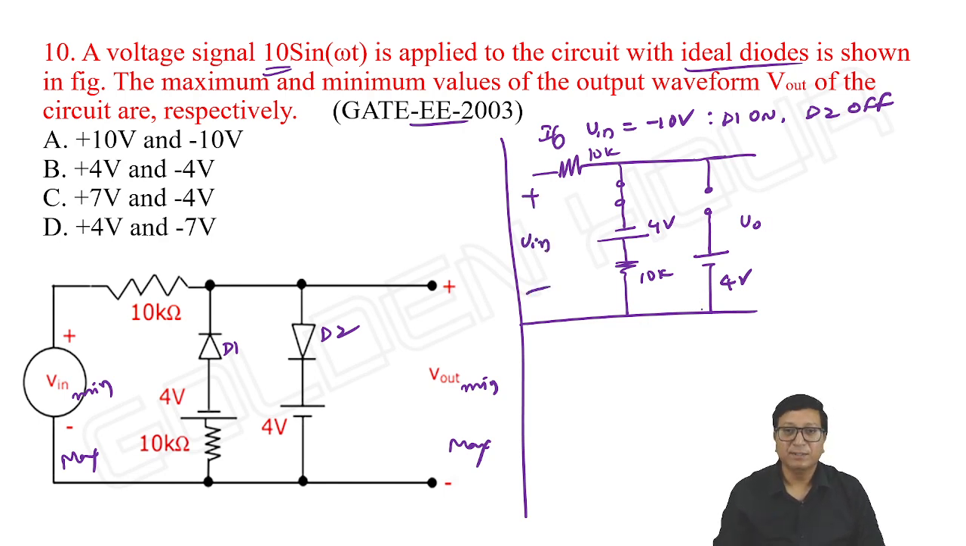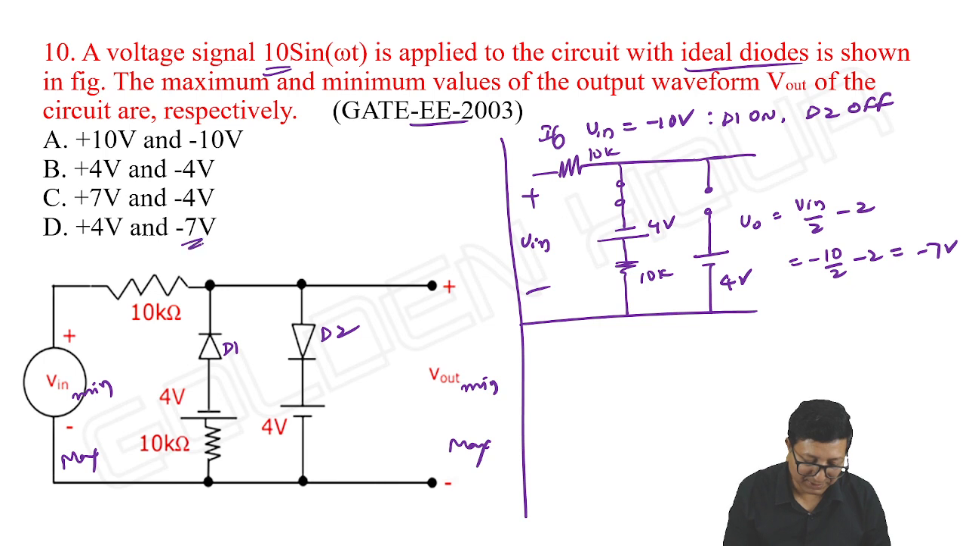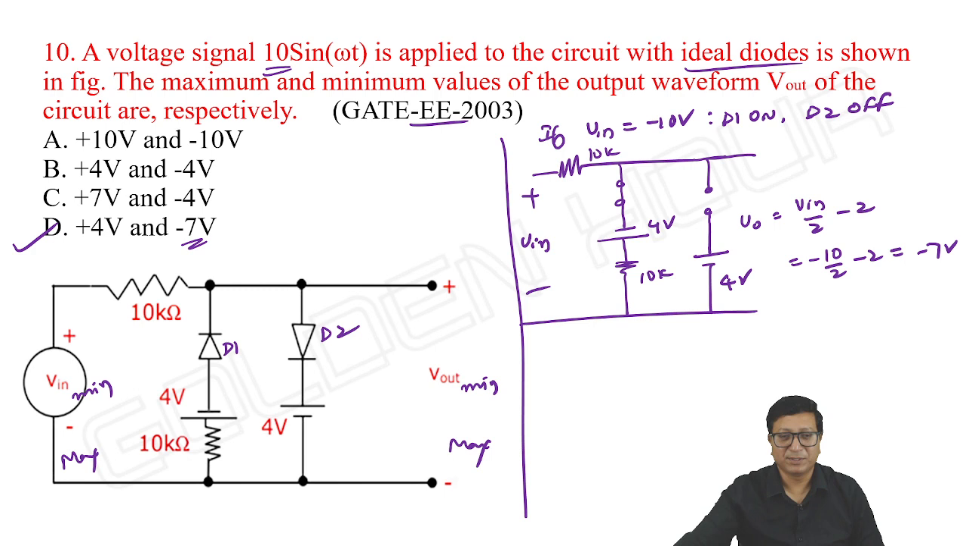So what can we do here? Output is equal to, what is the equation? Already we have written that, right? Input by 2 minus 2, I have written. I'm using that because we did the previous problem. But what is input here? Input is minus 10. So minus 10 by 2 minus 2, it is minus 7 volts. Option D is correct, blindly we can take it. Anyway, let us do the things. When input is minimum, corresponding output is minimum, whose value is minus 7 volts.